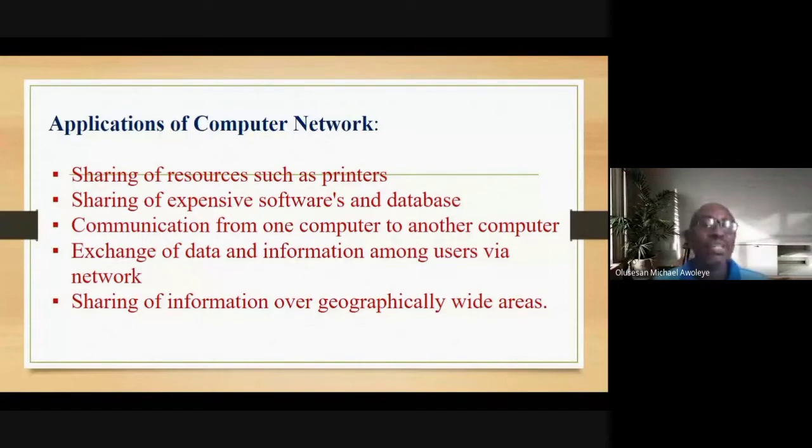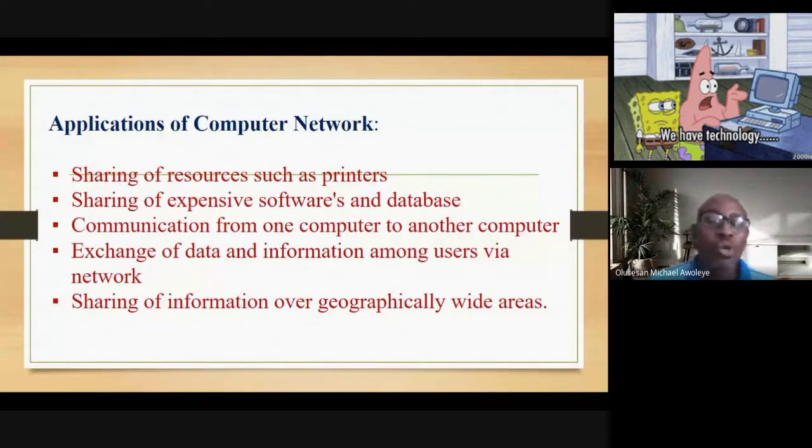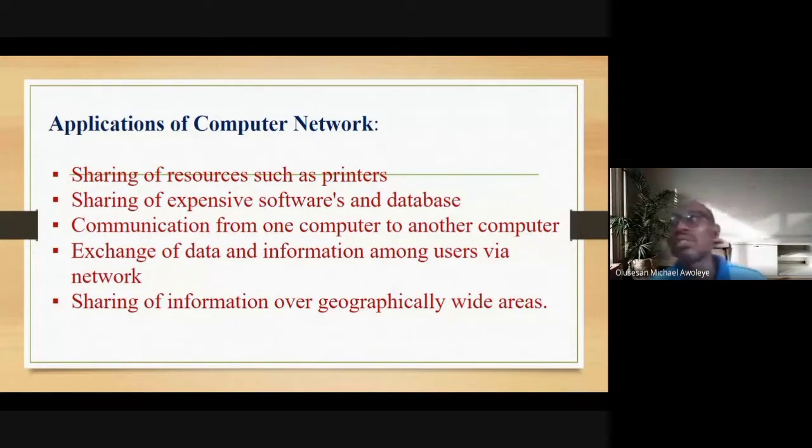Another one is for communication from one computer to another. You want your computers to talk to one another, so you have to connect them together. If there is no link, if there is no connection, there is no way those computers can talk to one another in an organization. Then, for the purpose of exchanging data and information, there is a need to network. If you want to exchange data, you want to exchange information.